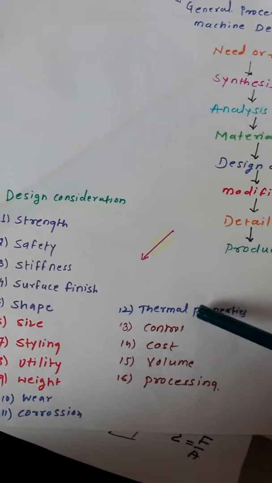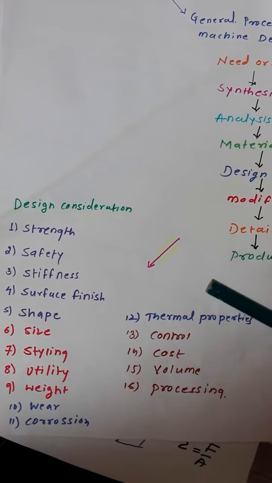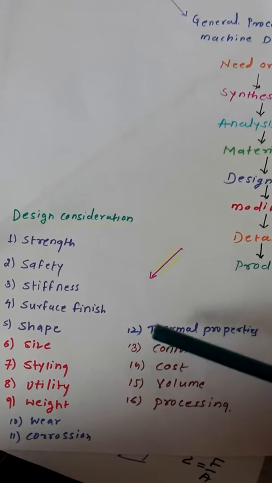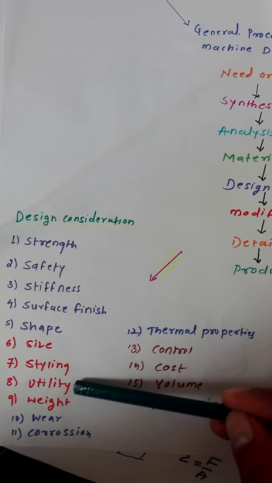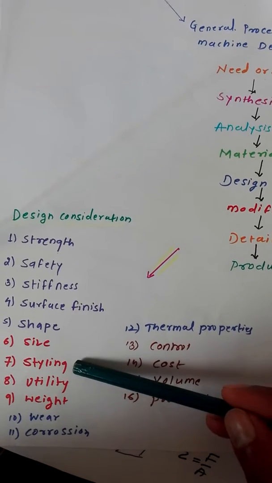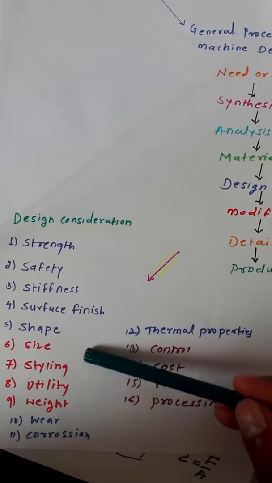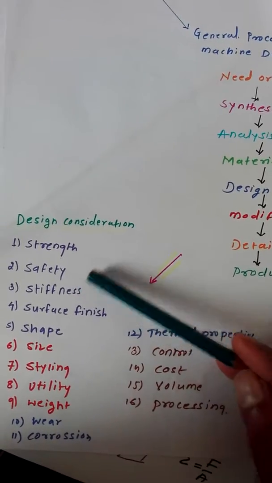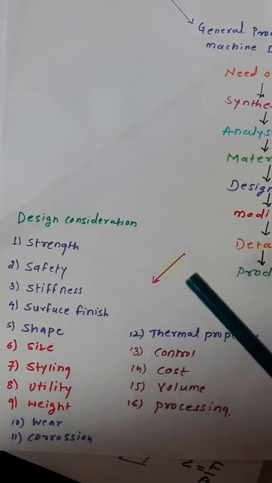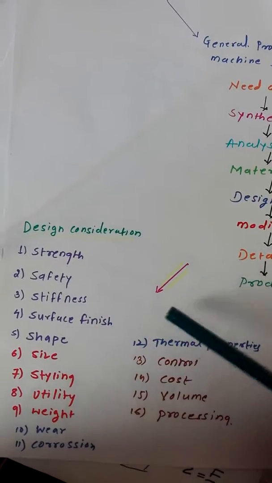If we are not considering the thermal properties, it may fail thermally, or if we are not considering the size, we may get an oversized system, or it may not fit. Utility is the way we are using it. Styling: it should look very perfect, it should look good. Safety we need to consider. Among these basic things, strength and safety are the more important, and other properties are also important, but strength and safety are the most important.